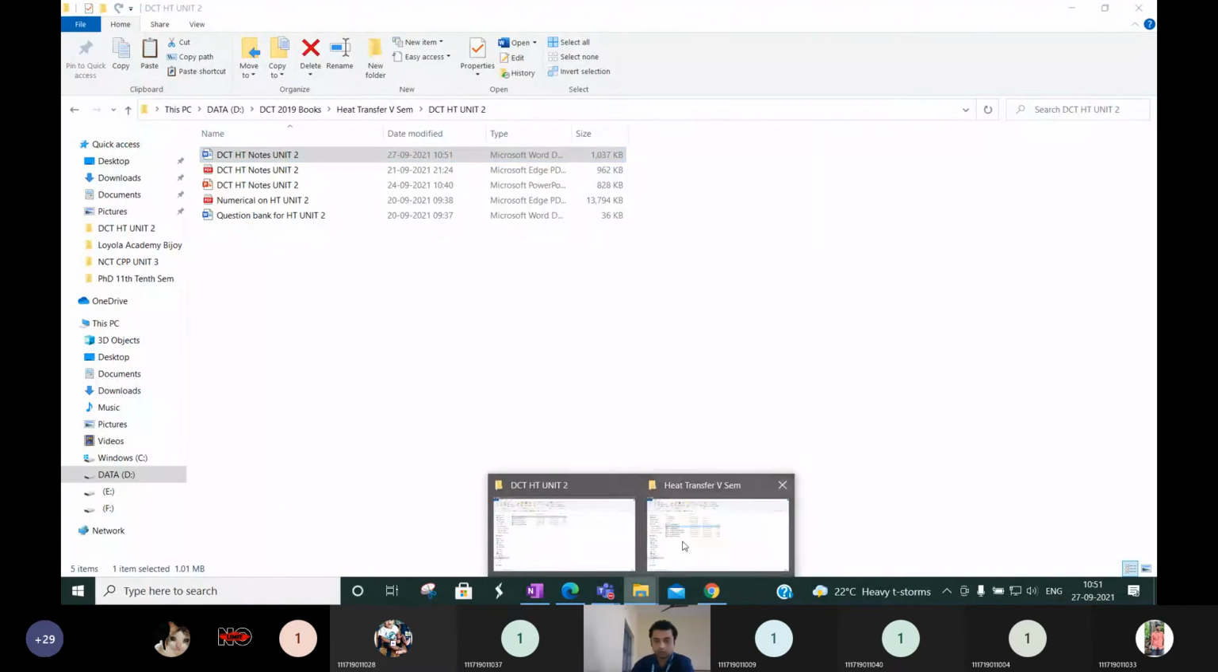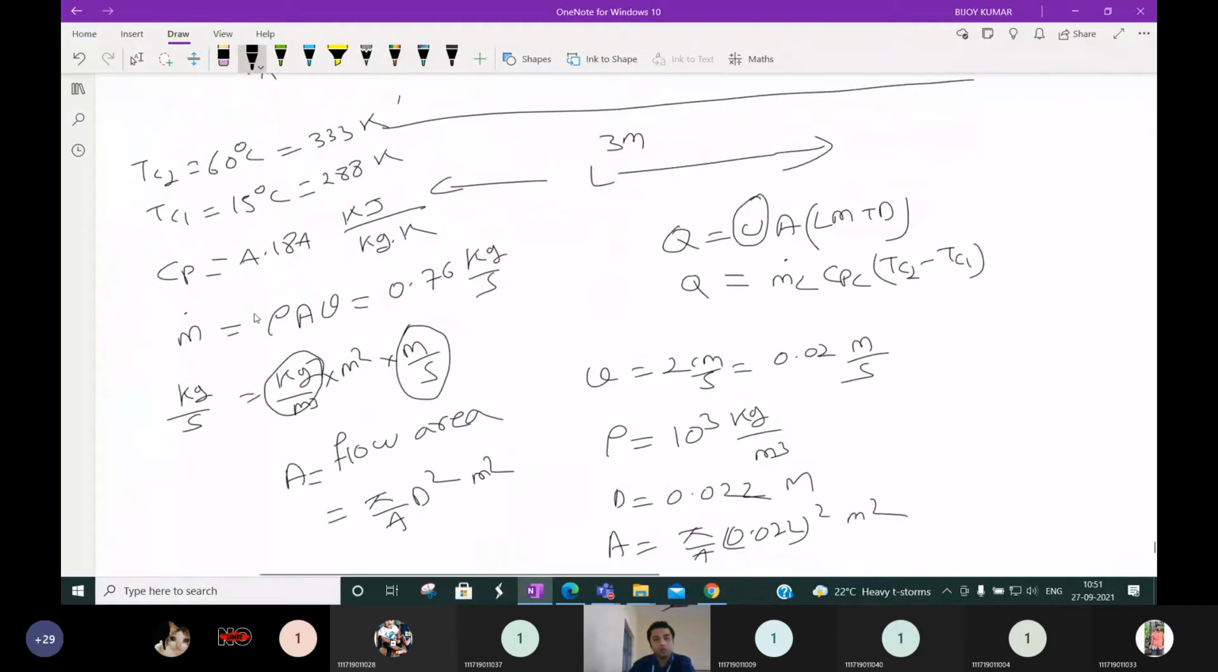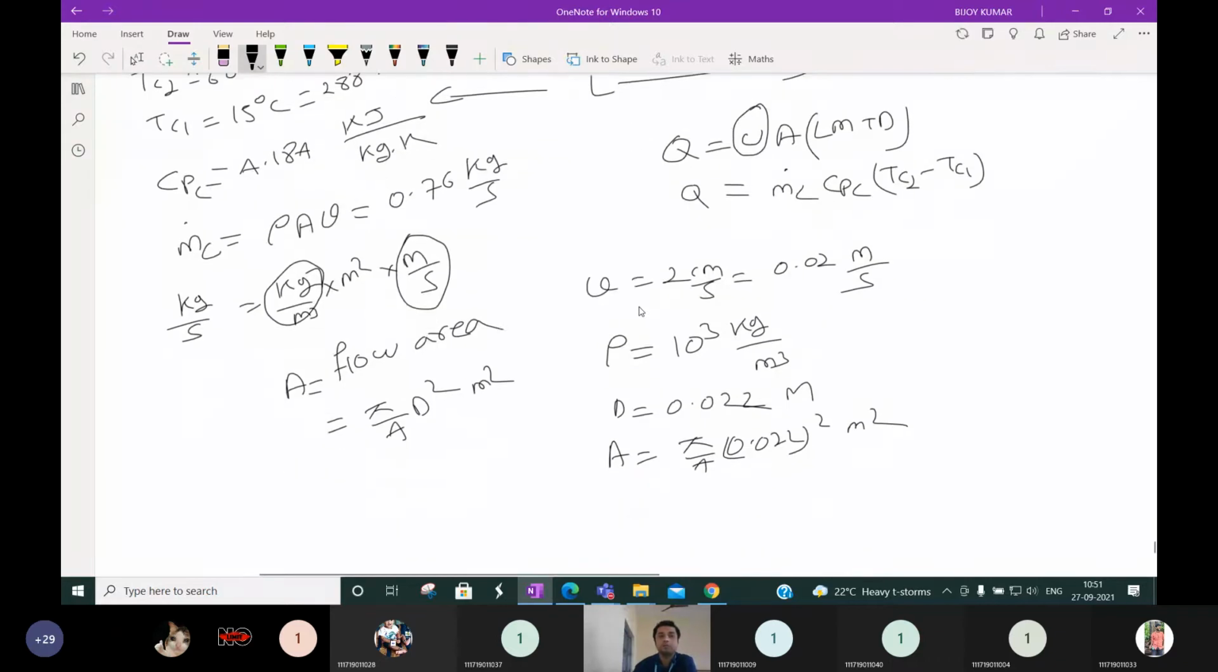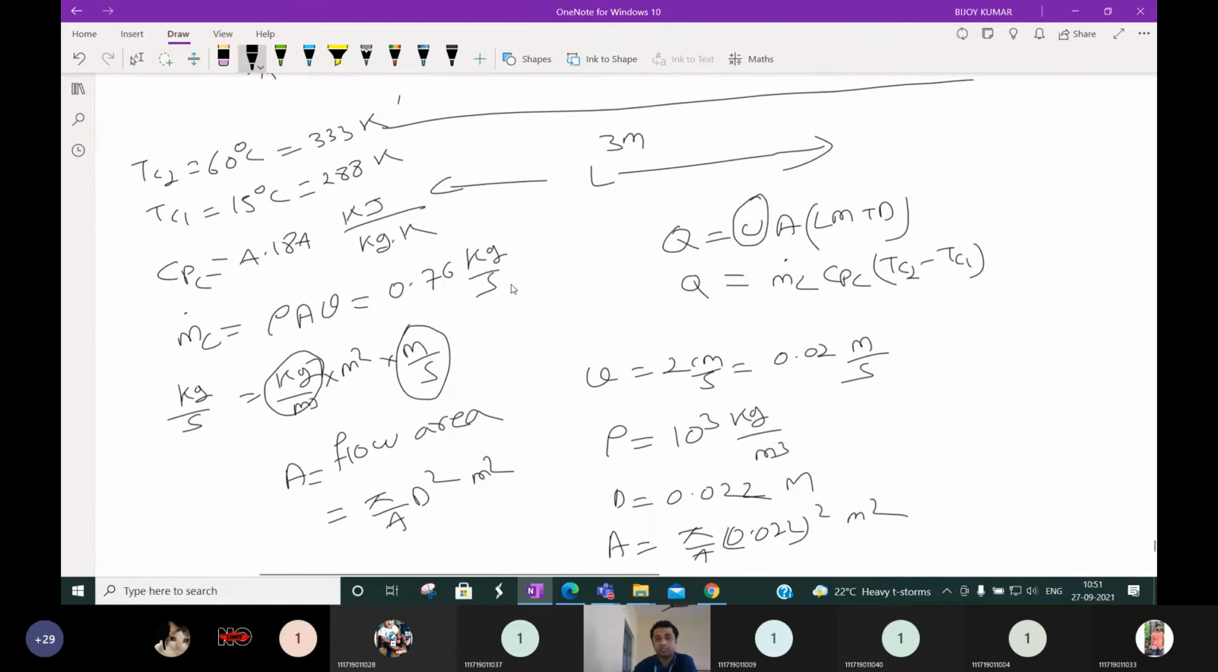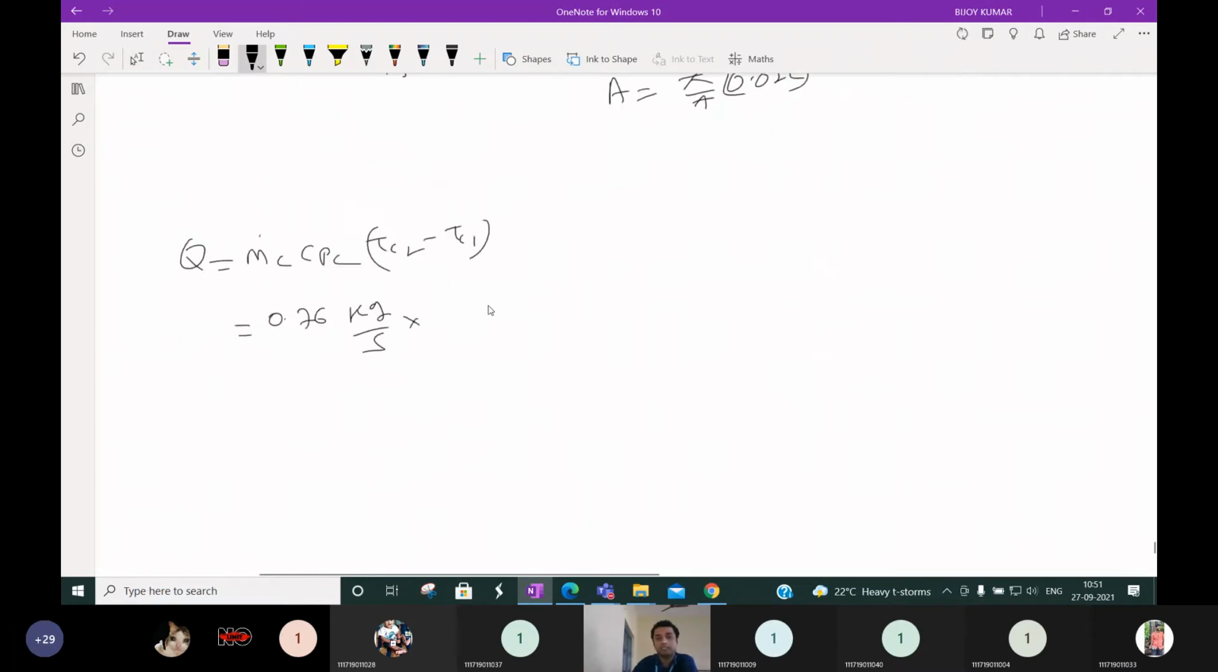Okay, so now we all have these values: m dot c, CPC, TC1, TC2. Now you can calculate the value of Q. So the Q value, how much will it come? Q is equal to m dot c, CPC, TC2 minus TC1. So m dot c is how much? It is 0.76 kg per second. Now we calculate rho A B, 0.76 kg per second into CPC. CPC is how much? 4.184 kilojoule per kg Kelvin.